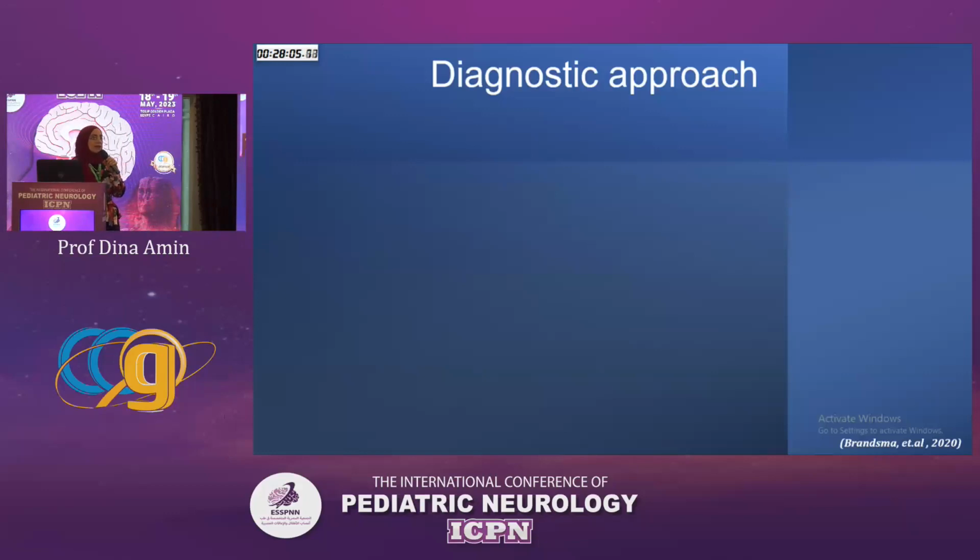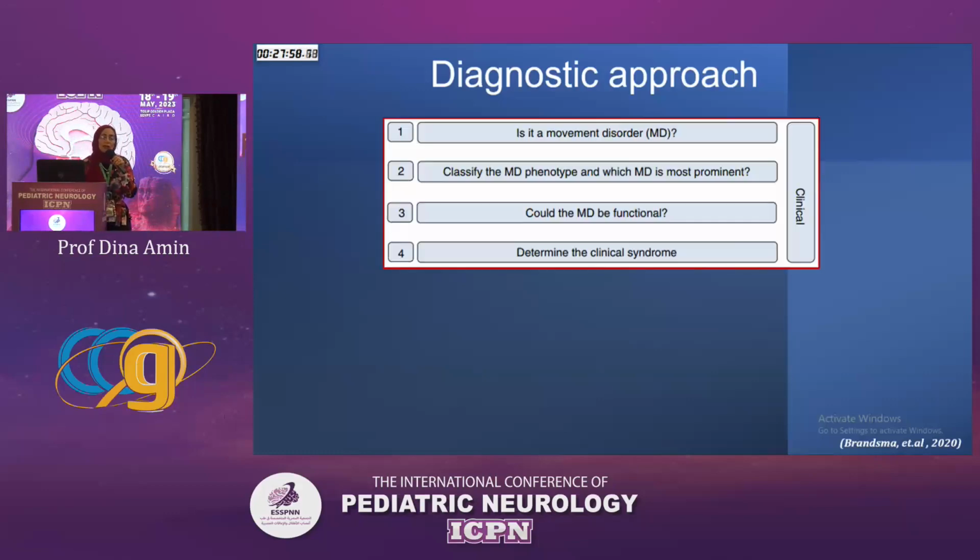So I'll go through this diagnostic approach, which is a very nice algorithm I came across in Brandsma and his colleagues, where they suggested first that we need to clinically identify movement disorders and to ask ourselves 4 questions. First of all, whether it's a movement disorder or not. We need to identify and classify the phenotype of the movement disorder. And sometimes we do have more than one phenotypic presentation of movement disorder in the same patient. So we need to identify the most predominant or the most disabling one.